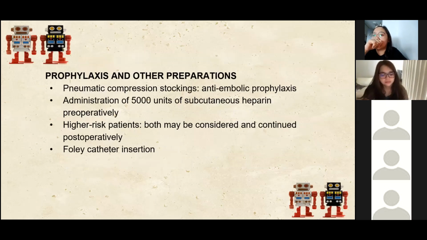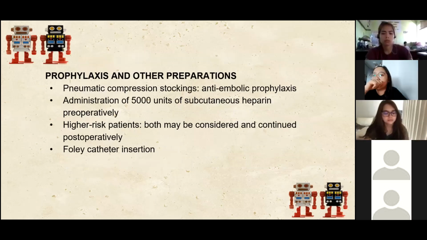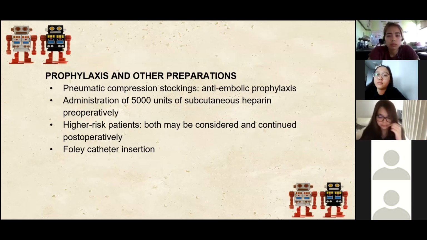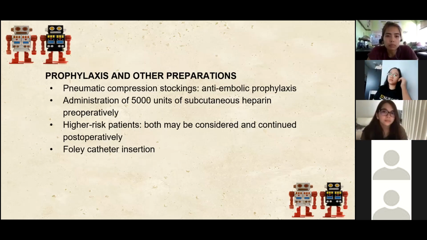So for your prophylaxis and other preparations, pneumatic compression stockings can be used. They are an anti-embolic prophylaxis, and the administration of 5,000 units of subcutaneous heparin preoperatively is an option. For high-risk patients, both may be considered and continued postoperatively. And a Foley catheter insertion allows for accurate measurement of your urine output, and it reduces the risk of injury with pelvic procedures. Next, please.